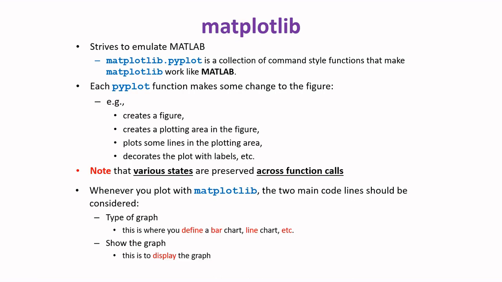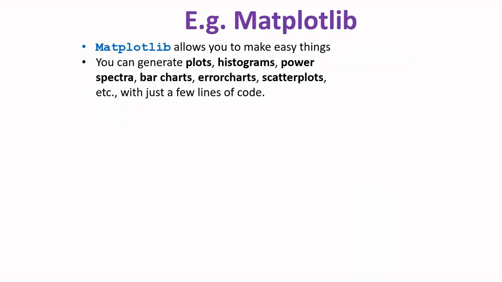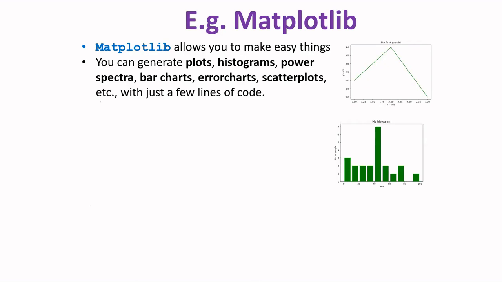Whenever you plot with matplotlib, two main lines of code are very much required. First, you need to tell exactly what type of graph you want to use, and also we need to show the graph. So these two are the most important things required. As I said, you can create plots, histograms, power spectra, bar charts, error charts, and scatter plots.